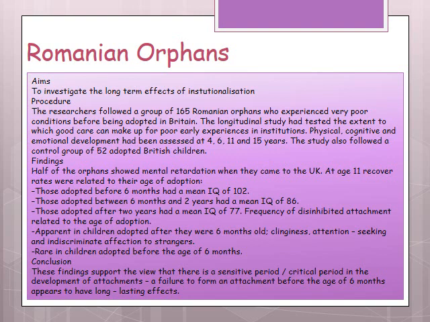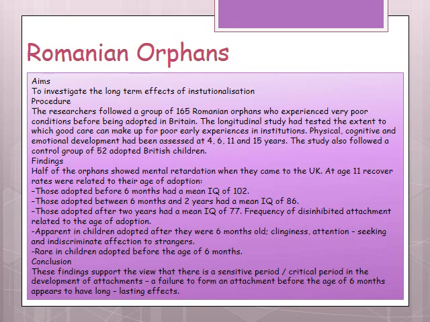It was particularly apparent in children adopted after they were 6 months old, so they were very clingy, attention seeking and very indiscriminate towards strangers, so they were friendly towards strangers. However, it was rare in children adopted before the age of 6 months. So these findings support that there is a sensitive critical period in the development of attachment.